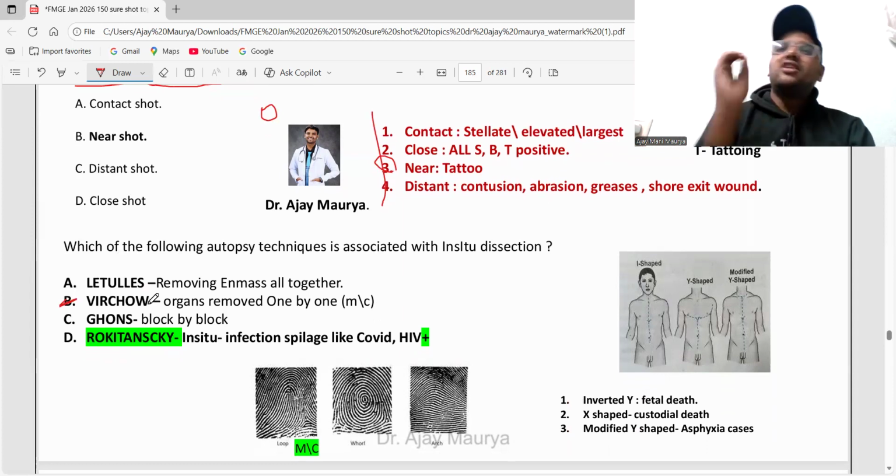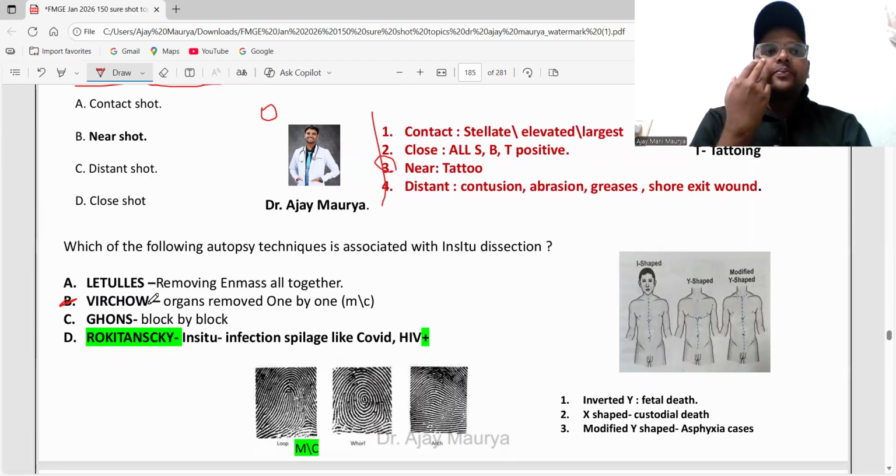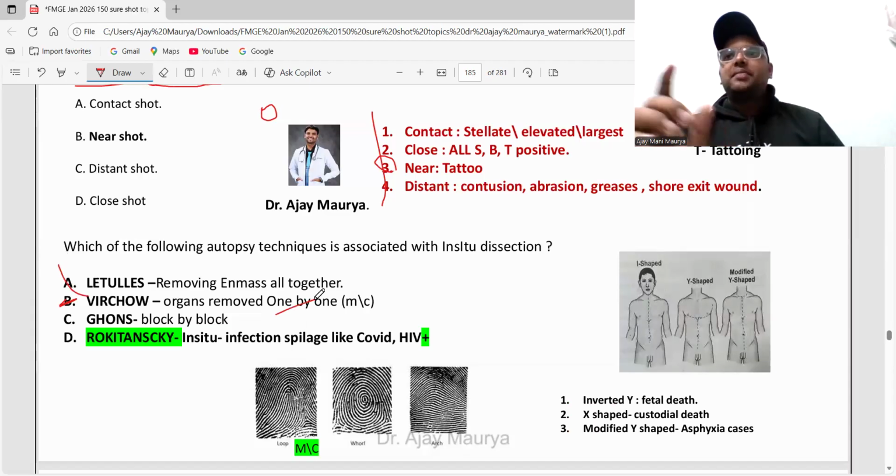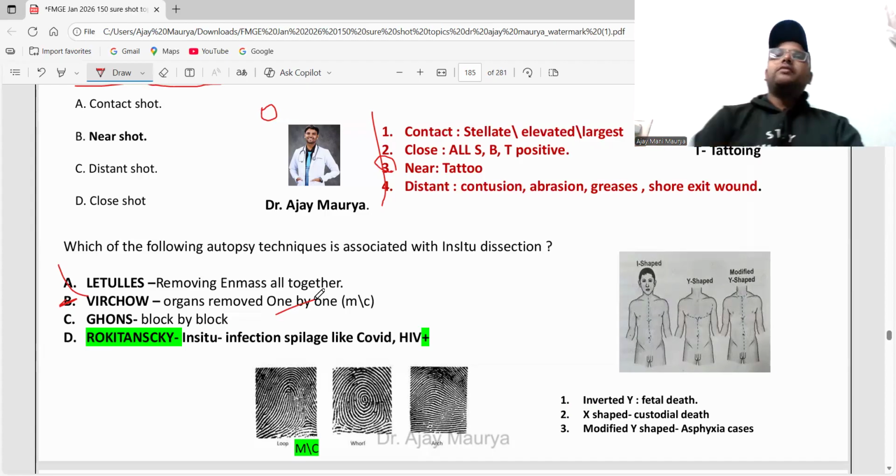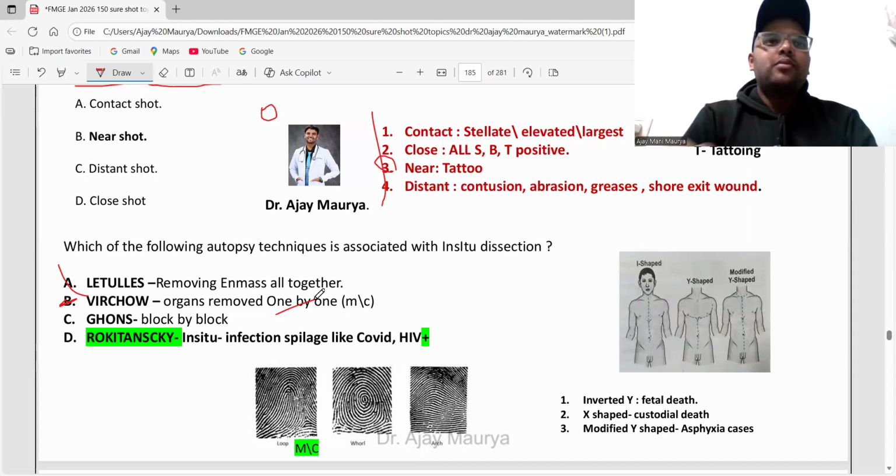Gons means what? Gons means block by block we remove. Rocket tank C, Virchow: V for one, one by one, we have to remember that. Gons complex means block by block. Lectures means removing en masse, altogether.